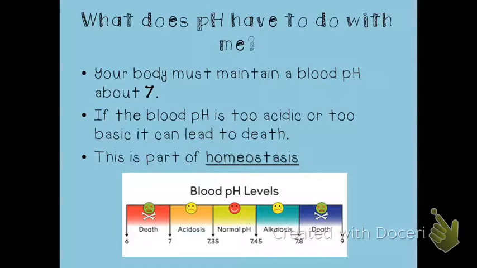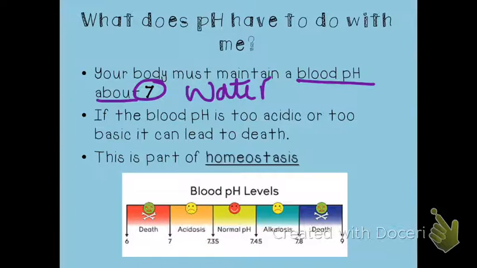So what does pH have to do with me? Is probably what you're wondering. Your body must maintain a blood pH of about 7. What substance did we talk about earlier in our previous slide that also had a pH of 7? Hopefully you're thinking that water also has a pH of 7. So our body has to maintain a blood pH of about 7, which is very close to the pH of water. That's why it's so important that we make sure we're drinking lots of water and that we're staying hydrated, because our cells and our blood need that to maintain what we call homeostasis.